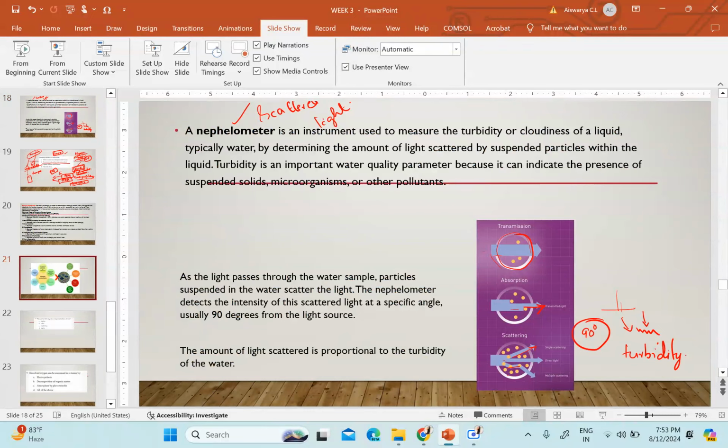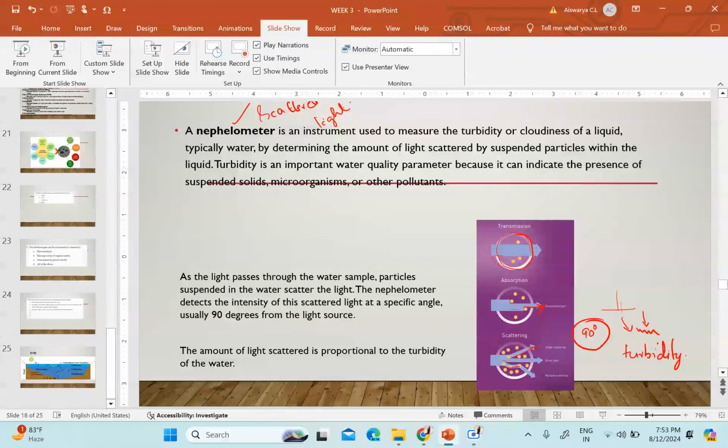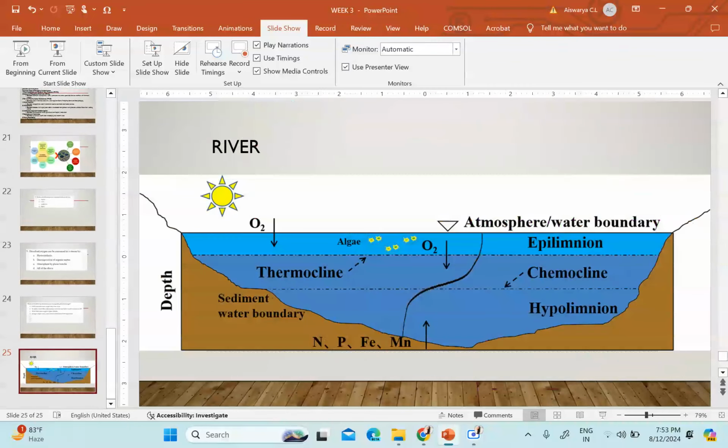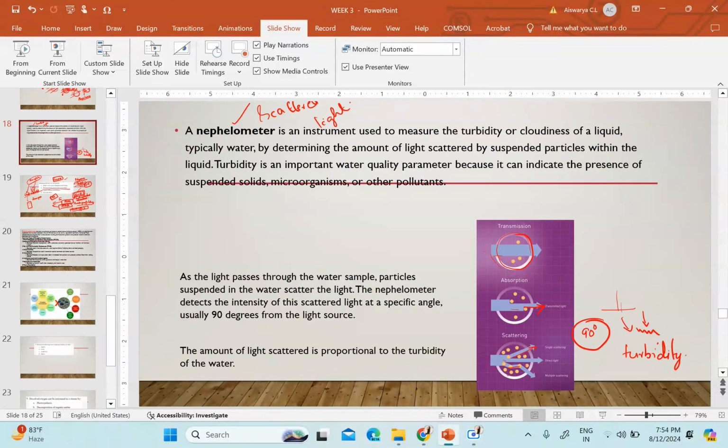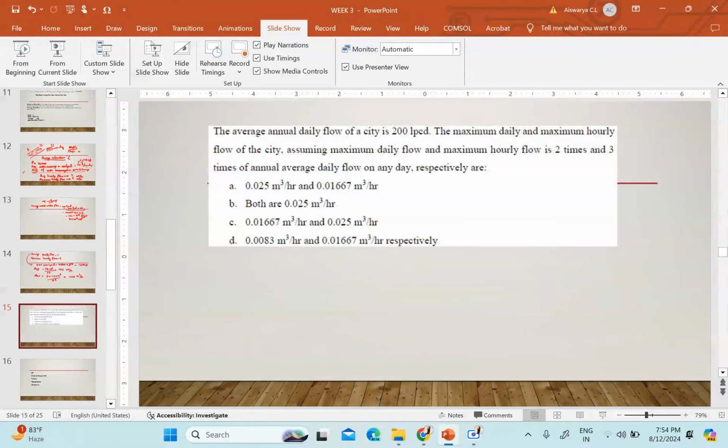Which laboratory? Okay, you need the laboratory procedure. Okay, that I will discuss, and I have this also in my lab, so I will discuss this also if you want the photometer.